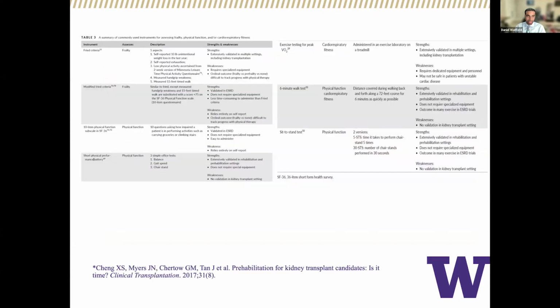And so lastly, you may have to break out your reading glasses for this, but this is just a table that summarizes some of those major common frailty and physical function assessment tools that I mentioned earlier, and some of the strengths and limitations of them.